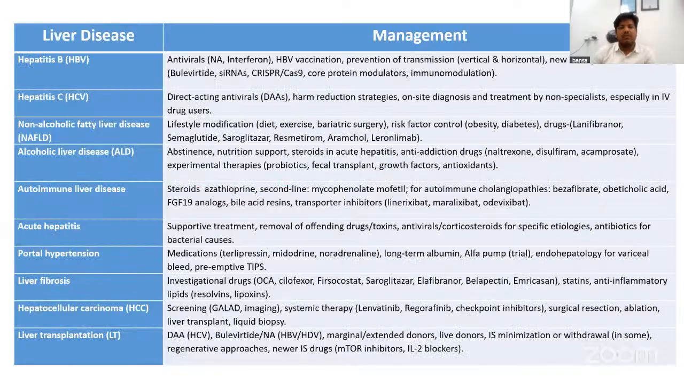For the pharmacological measures, in hepatitis B, very potent agents are available in the form of nukes.